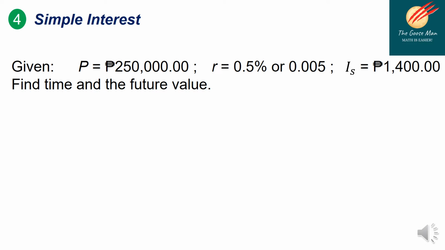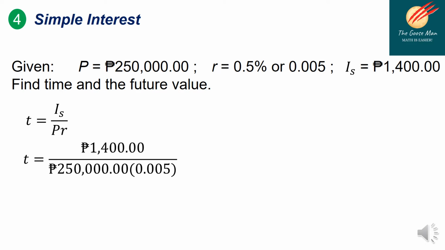The given are, the present value is equal to 250,000. The rate is 0.5%. And the simple interest is 1,400 pesos. We would like to find the time as well as the future value. So let's look for the time first. So the time is equal to the simple interest divided by the present value times rate. So substitute the values. So we have 1,400 divided by 250,000 times 0.05%. So the time is equal to 1.12 years.